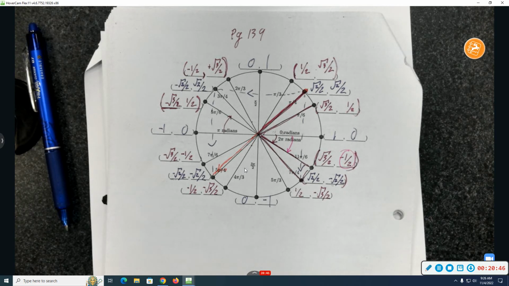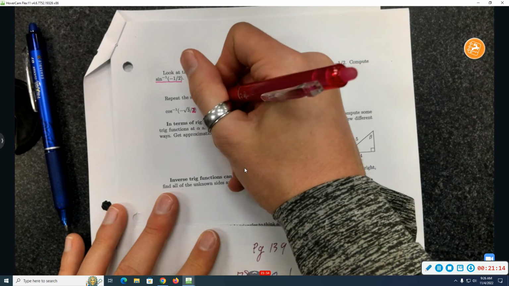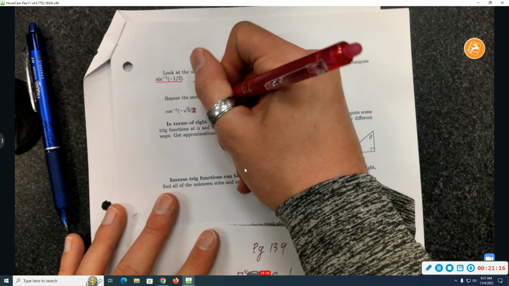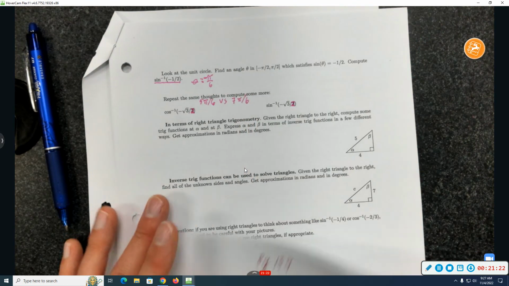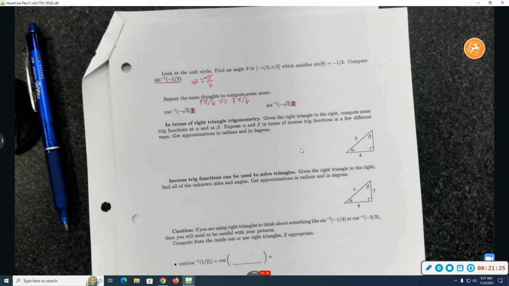So here's the thing to think about. By looking at this unit circle, do you see an angle where cosine is negative root 3 over 2? What angle do you see? Excellent. I got both answers: 5 pi over 6 and 7 pi over 6. So let's write them both down for now. 5 pi over 6 versus 7 pi over 6. Can't be both, right? The function can't take two different values.